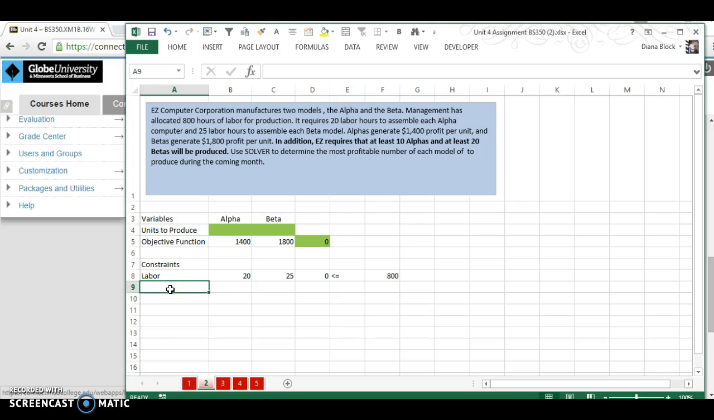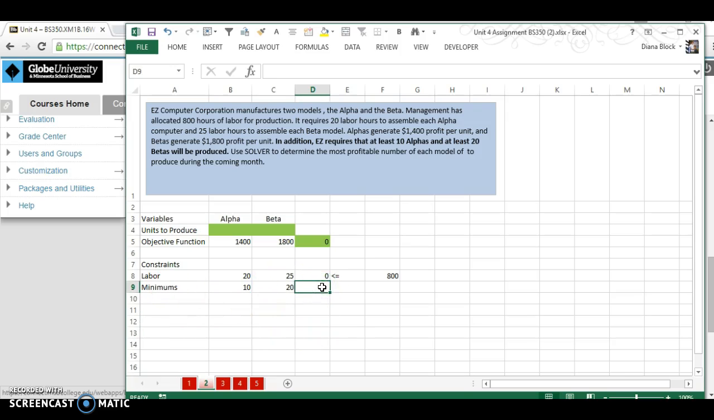Now, this problem is different from the first one in that there's some minimums. So I'm going to show you those. The problem says that this company requires that at least 10 alphas and at least 20 betas be produced. So we want to maximize profit, but also we have to create at least 10 of the alpha product and at least 20 of the beta products. So that's another constraint. So I'm just going to enter those two minimums here.